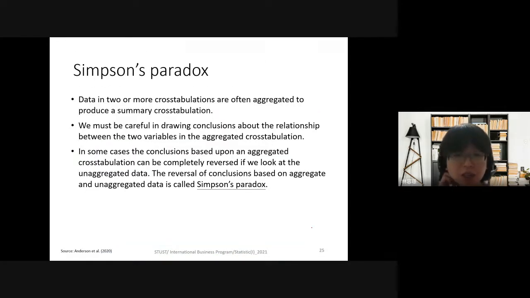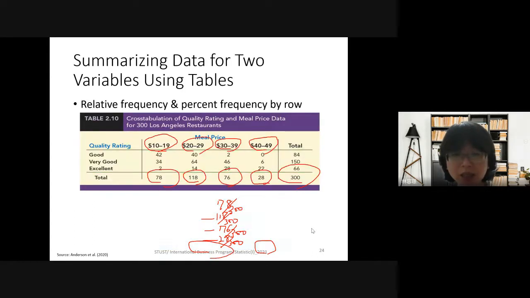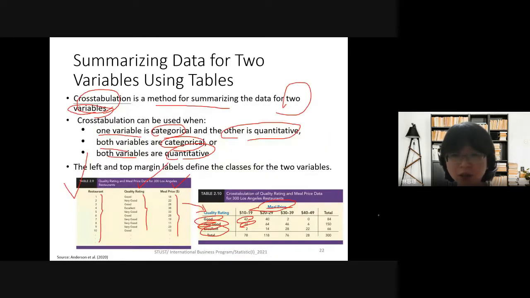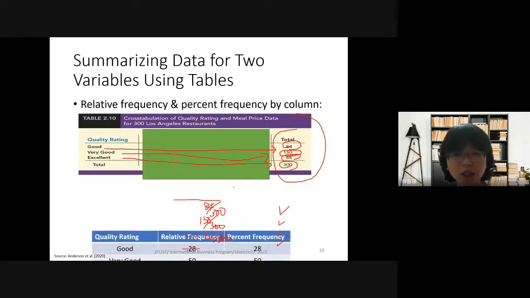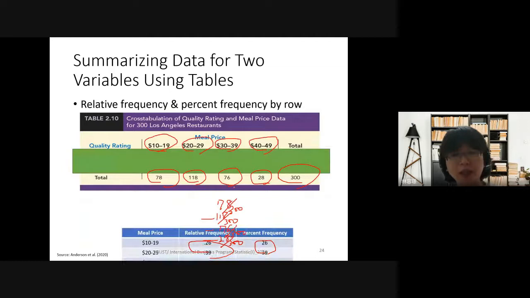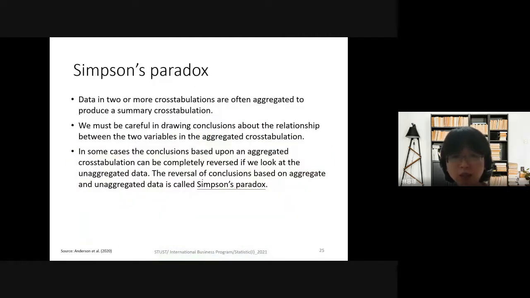But there is another interesting question, which we call Simpson's paradox. Sometimes if we analyze the data from the cross table, we get one conclusion, but if we dig further into the data, we find the reverse conclusion based on the aggregated and unaggregated data. That is Simpson's paradox. Till here, you may be a little confused, so I will give you an example.